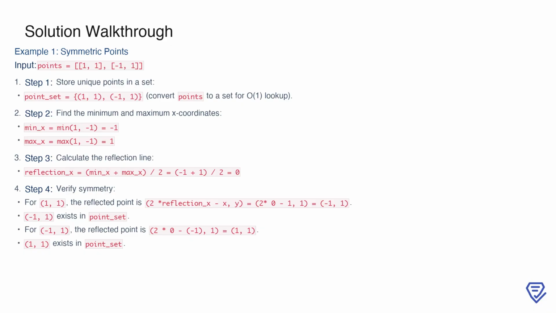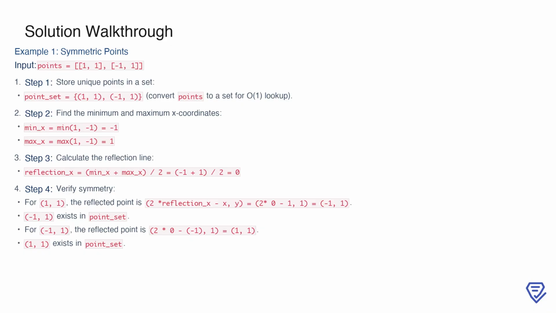This allows us to perform constant time lookups when verifying symmetry. For the example input points (1, 1), (-1, 1), the set becomes {(1, 1), (-1, 1)}. Next, we find the minimum and maximum x coordinates among the points. Here, the minimum x is -1 and the maximum x is 1. With these values, we calculate the x coordinate of the reflection line using the formula (min_x + max_x) / 2. Substituting the values, we get a reflection line at x equals 0.